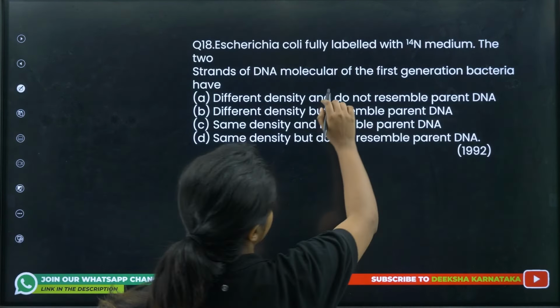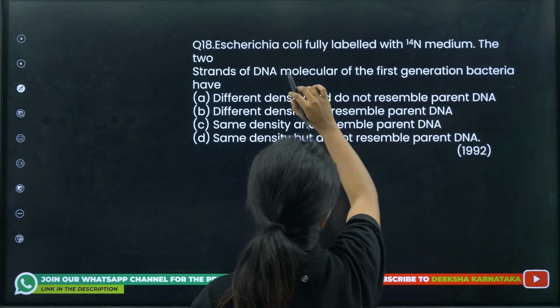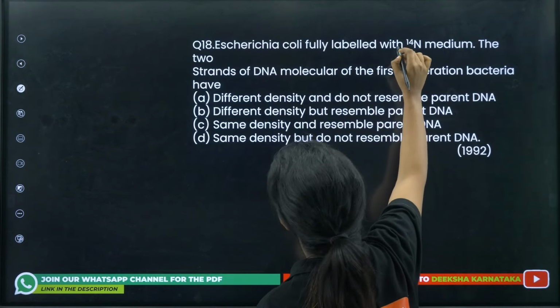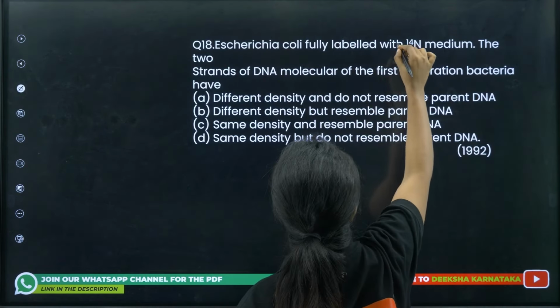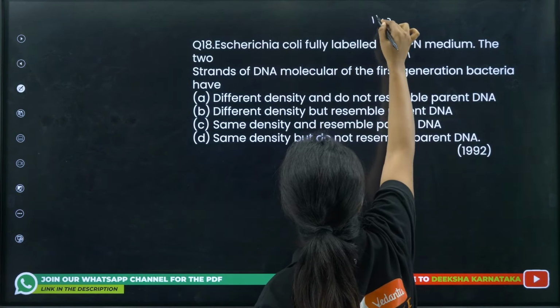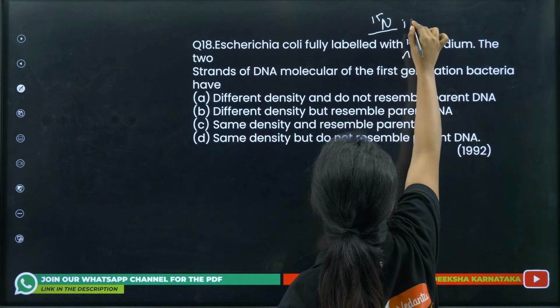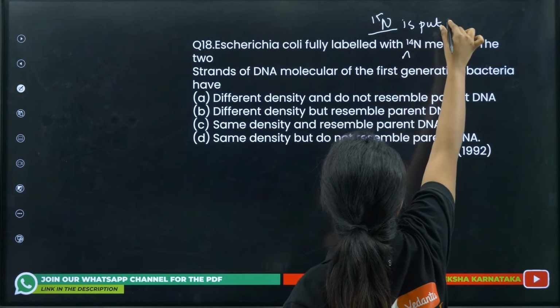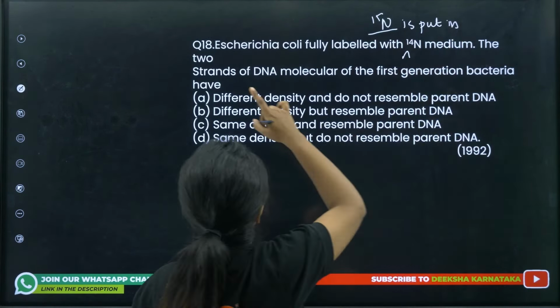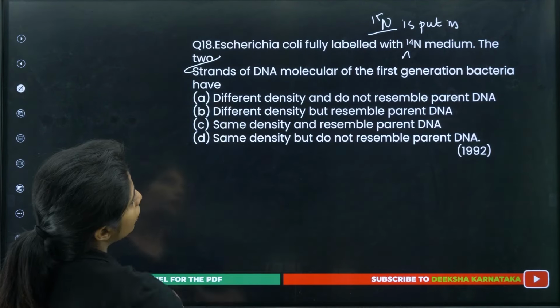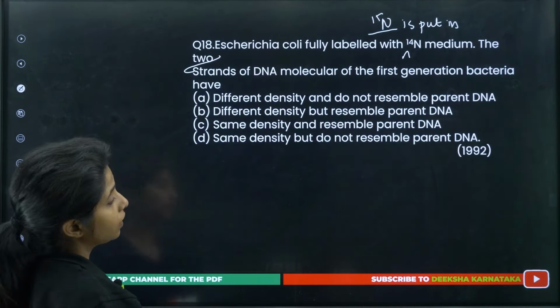Escherichia coli fully labeled with N15 is put in N14 medium. Basically, it was like this. The two strands of the DNA molecules of the first generation bacteria has what?